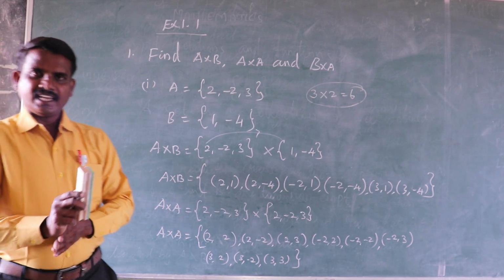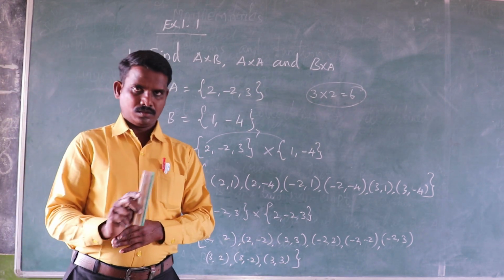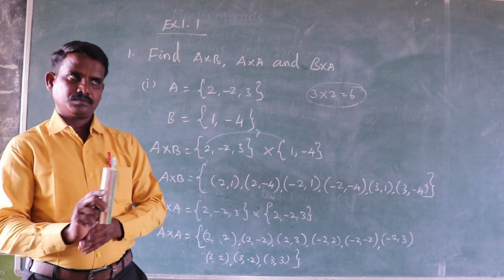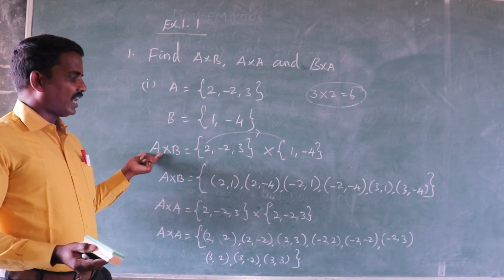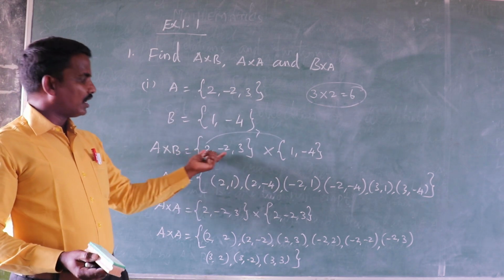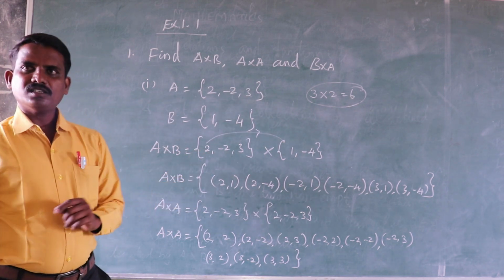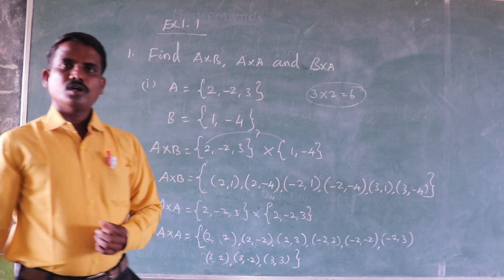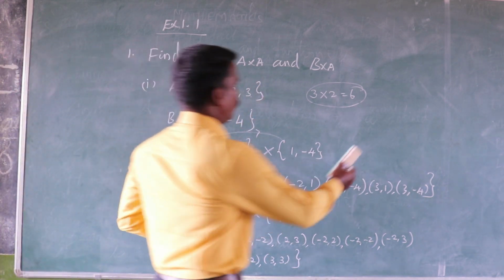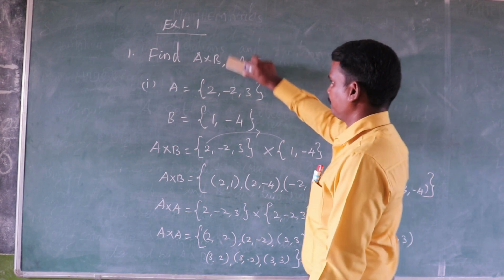Okay, both are unequal. How is it unequal? In A cross B, the first elements are from the set A. In B cross A, the first elements are from the set B. So both are not equal. Now we can write B cross A.